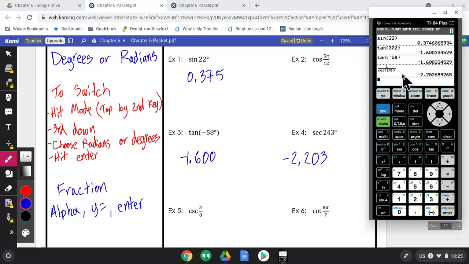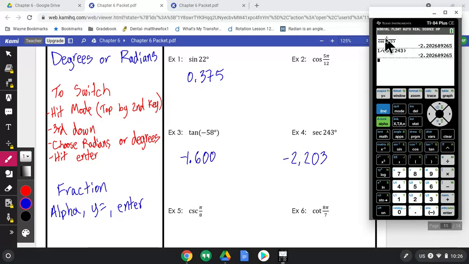Okay, so to show you one more time how we get that fraction, you go alpha over here on the left, then up here y equals, and then hit enter. And you get your fraction bar. Now, if you didn't want to, you wouldn't have to. So when we did it, alpha y equals enter, we did 1 over the cosine of 243. Okay, and that's what we got. Technically, you also could just do 1 divided by the cosine of 243. However, as you see, they're the same answer.